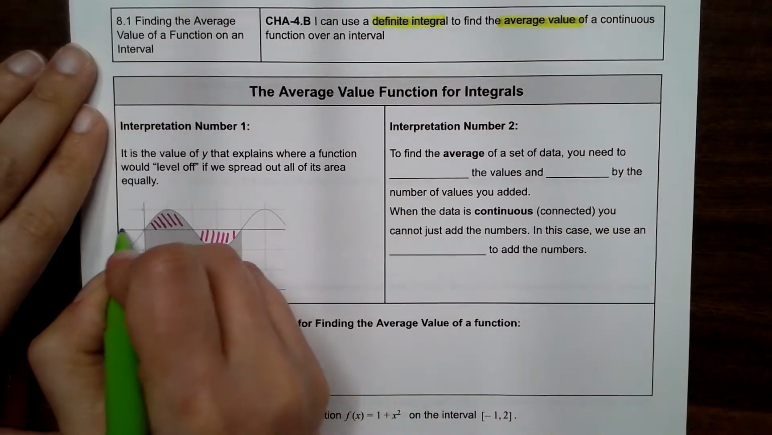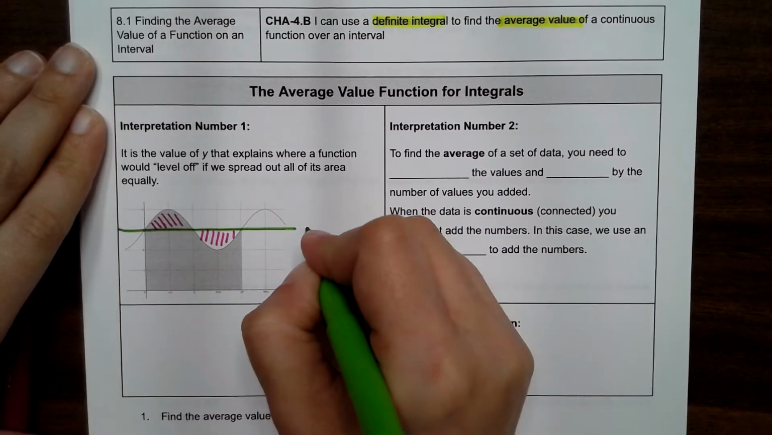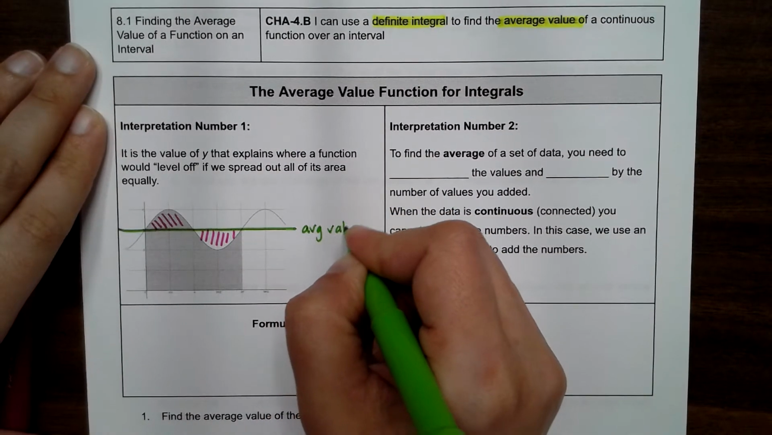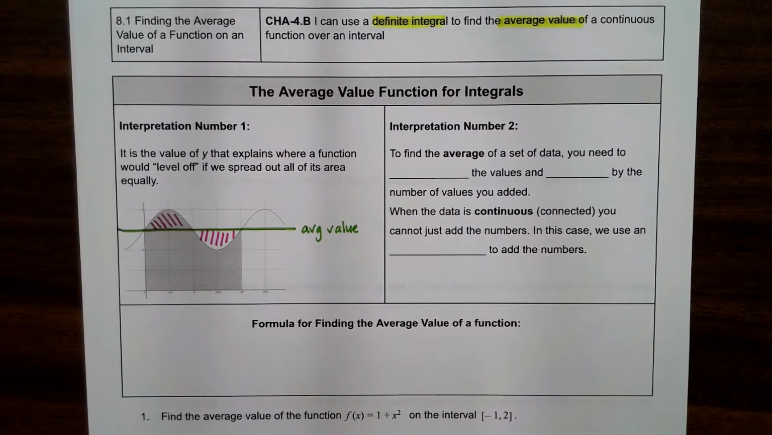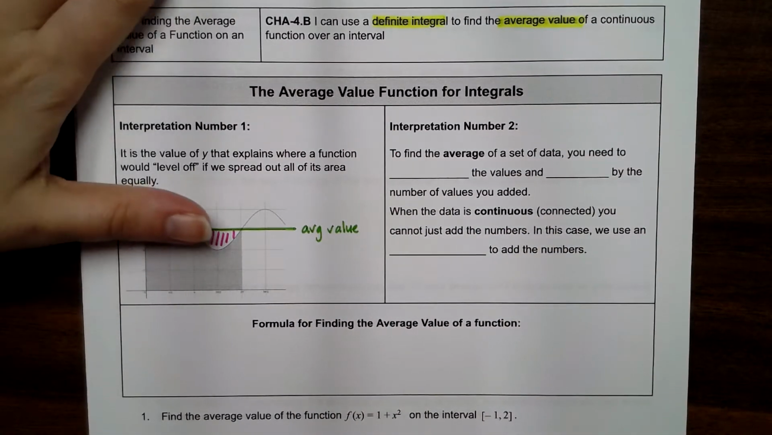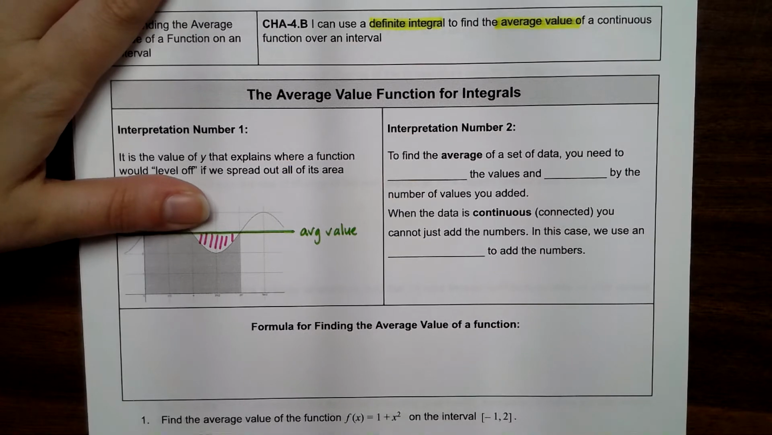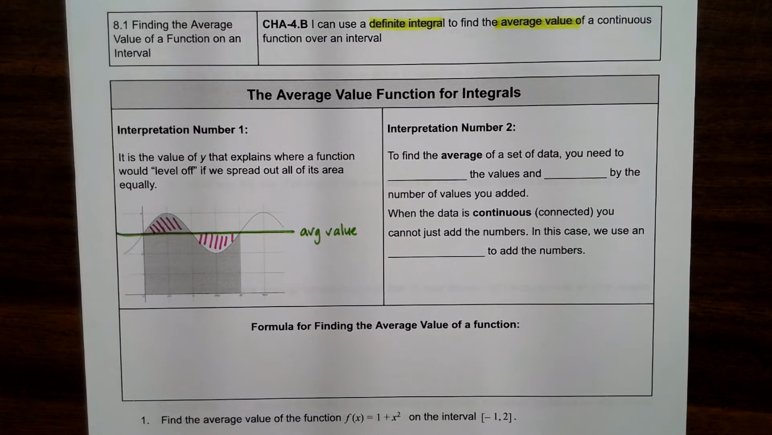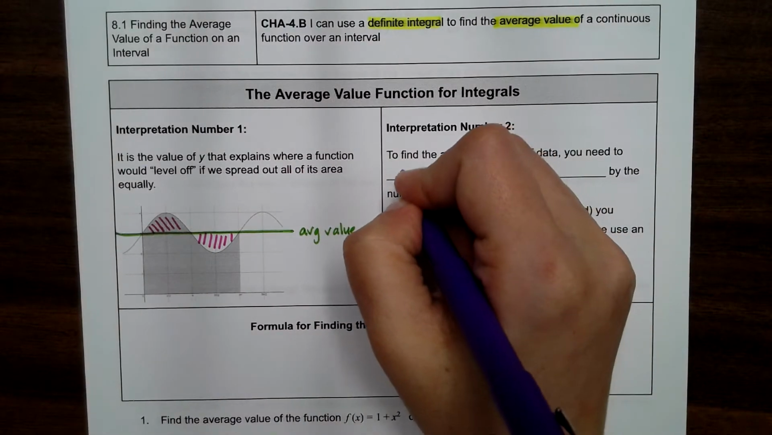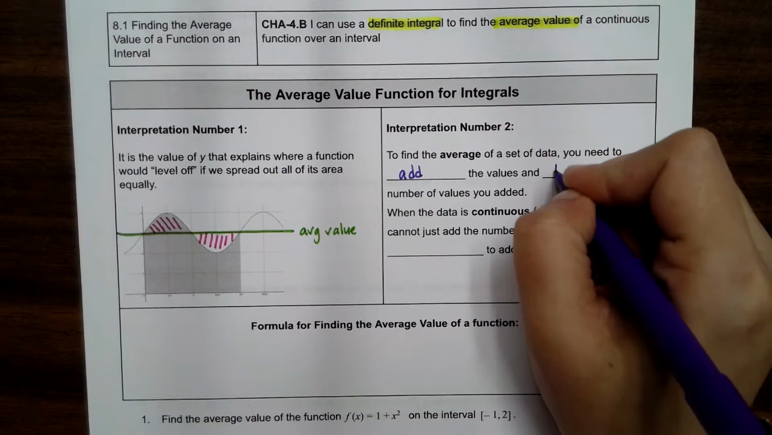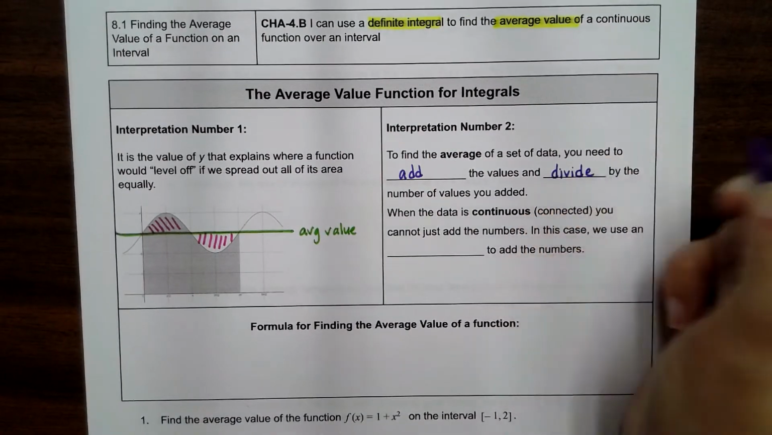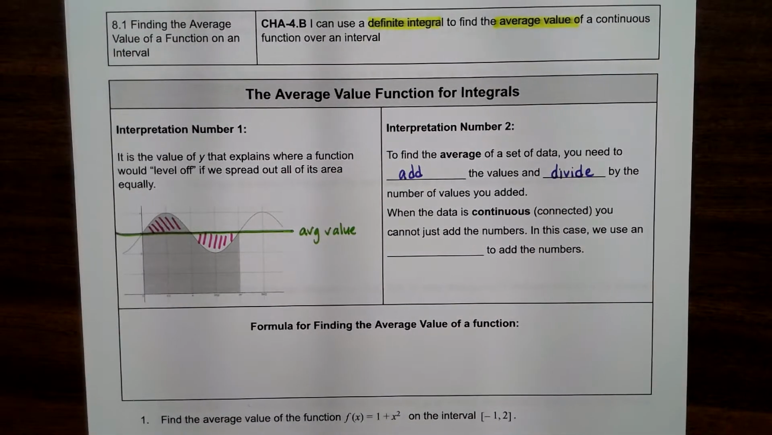So this line would be considered the average value, because that's the leveling off point. If you were to redistribute this area, it would level off to that number. Another way to think about this is you're just finding the average. In order to find the average of a set of data, you need to add up all of the values and then divide by however many values you just added. That's how we average anything. Add them up and divide by how many you added up.